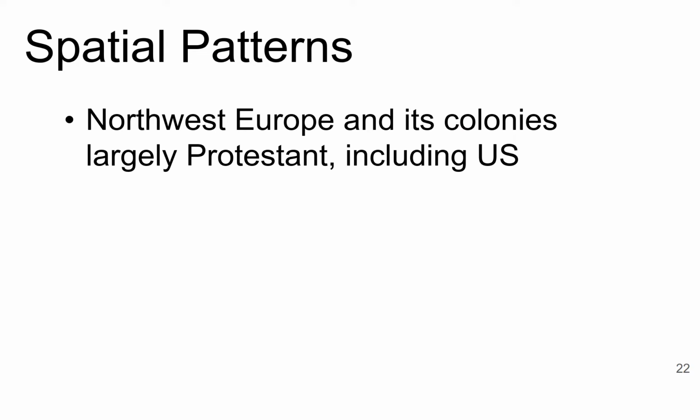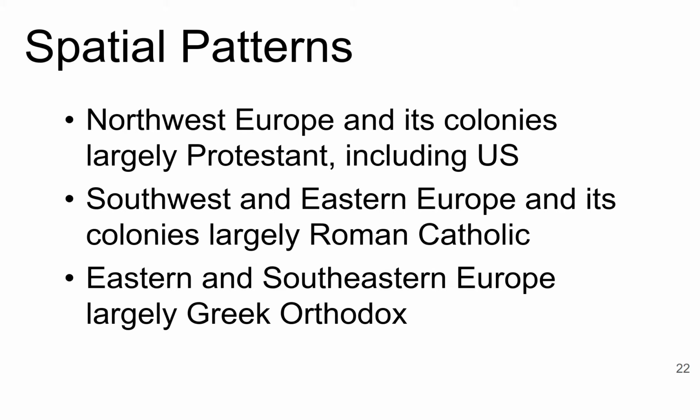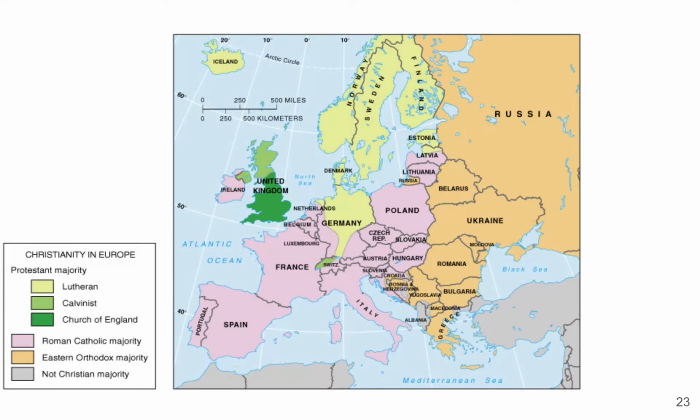Spatial patterns of Christianity. Northwest Europe and its colonies are largely Protestant, including parts of the US. Southwest and Eastern Europe is largely Catholic, so France, Spain, Italy, largely Catholic. And then Eastern and Southeastern Europe, largely Greek Orthodox, so Greece, Ukraine, Russia. I was going to say, these are words. Words are helpful. Just show me the map. So all the pink parts are Catholic. All the green parts are some sort of Protestant group. And then the orange parts are Eastern Orthodox. So we've got Church of England, we've got Lutherans, Norway, Sweden, Denmark. Those are going to be important in just a bit when we look at the distribution of Christianity across the US.